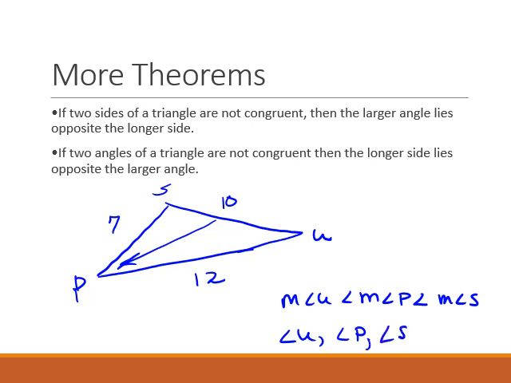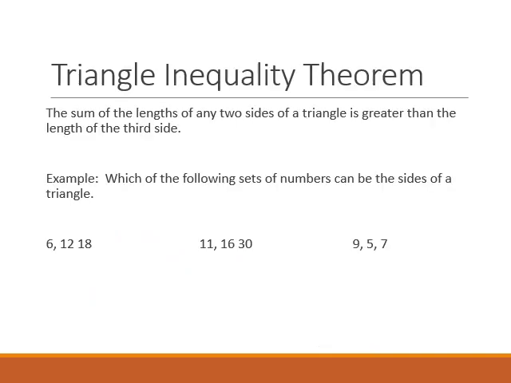Okay, but you guys did well on that. I'm not worried about those two. Now, the triangle inequality theorem says that the sum of the lengths of any two sides of a triangle is greater than the length of the third side. So, example, which of the following sets of numbers can be sides of a triangle? So my two smallest sides have to be larger when I add them together than the third.